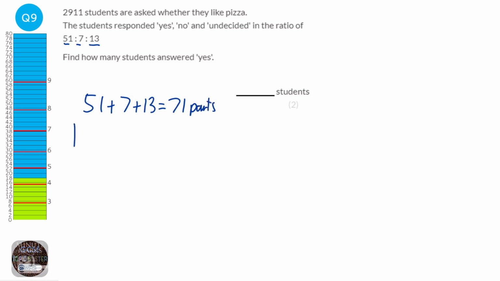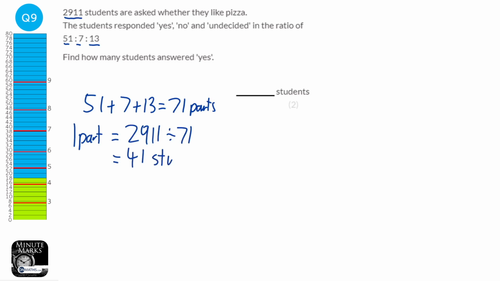So to find out the value of one part, we're going to do how many students there are, which is 2,911, and divide it by the 71 to find out how many students are in one part. One part's worth 41 students. So each one of those parts in the ratio is 41 students.